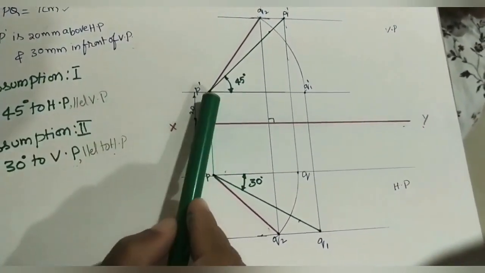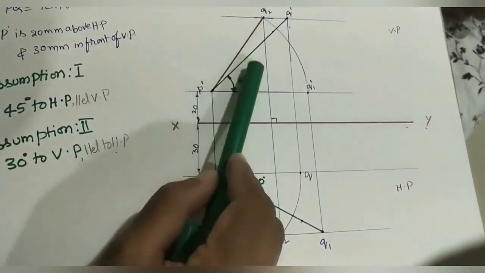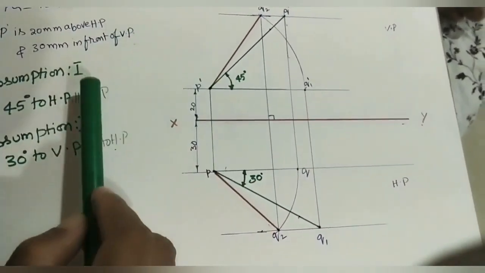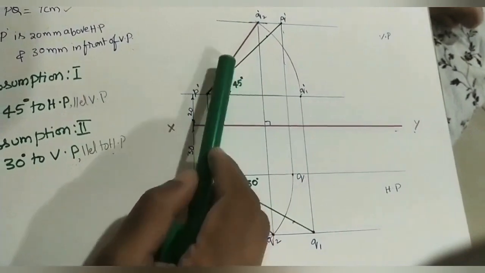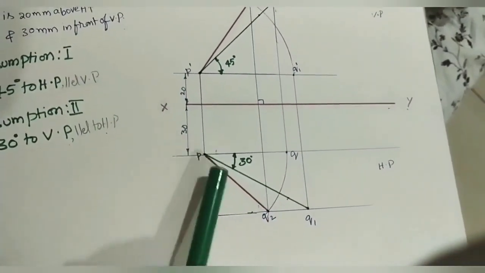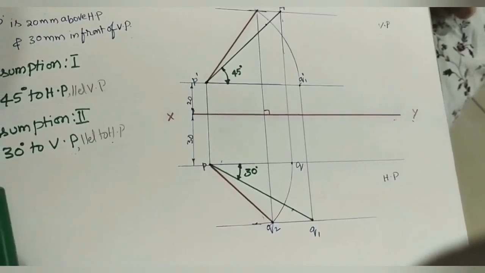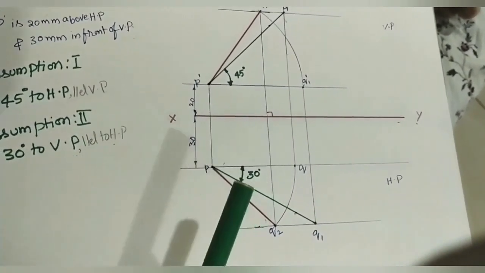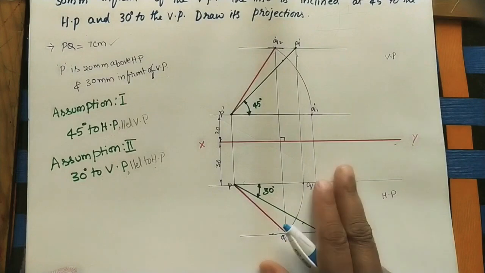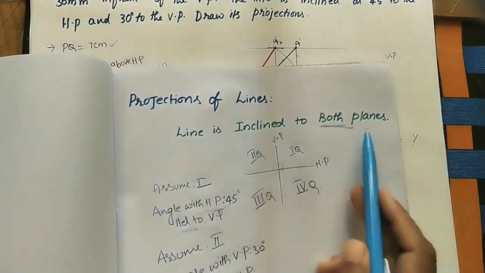They may ask what angle the final front view is making with the HP. We have to measure by using the protractor, so we can write this value. And similarly, how much angle the final top view is making with the VP. Okay, so we can measure by using the protractor. This is the method of doing the line inclined to both the planes.